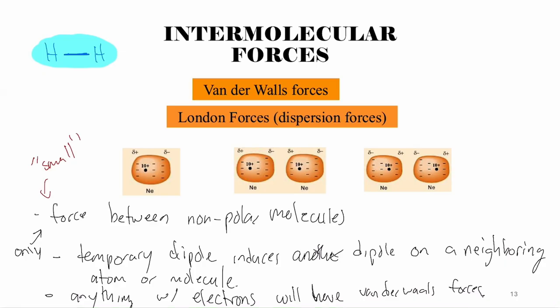Right, so if the LDF is present, then that means there's a dipole as well? It means there's a transient dipole, so it's not permanent. Transient just means it's a temporary dipole, meaning that dipole only exists for a very short period of time.